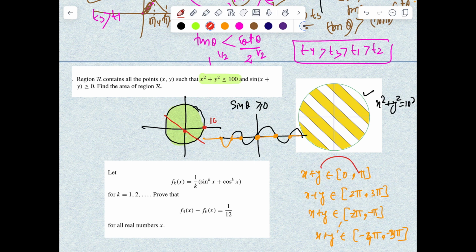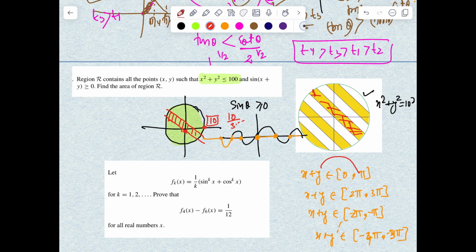Since this guy is 10, and pi is 3 point something, 10 divided by 3 point something is approximately 3 point something, so it will go a little bit less than 3. So x plus y equals pi is going to give this line. Now x plus y should belong to the 0 to pi interval, so we'll have this chunk, and that is shown in this diagram. This is the first chunk obtained by x plus y between 0 and pi.